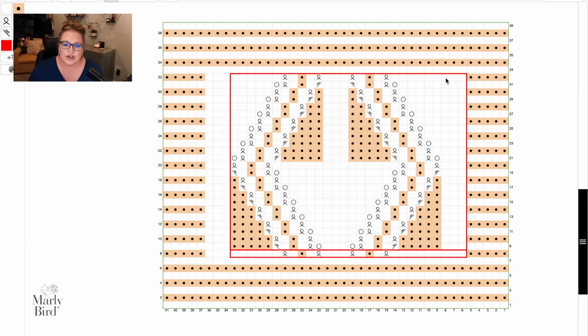So when you finish row 32, which is a wrong side row, you would go back down to row 9, which is a right side row, to continue on and work that repeat. That's exactly what I did on my example when I worked past where I was supposed to and just continued on. And you can continue in this manner, working those repeats until your project reaches the length that you wish.